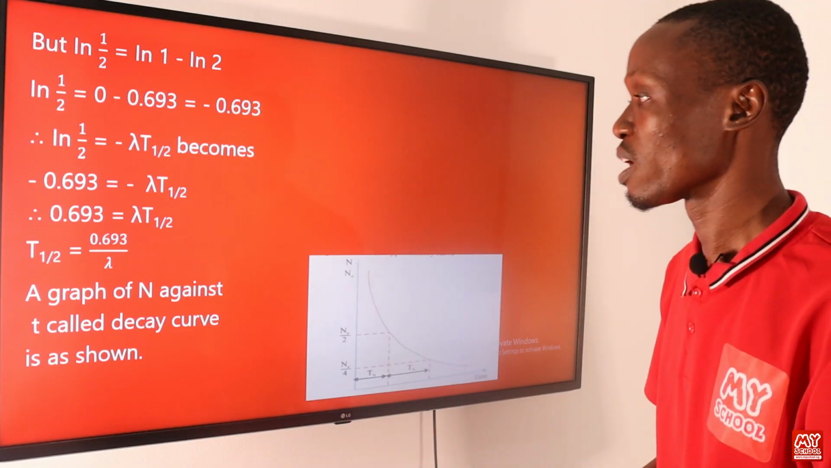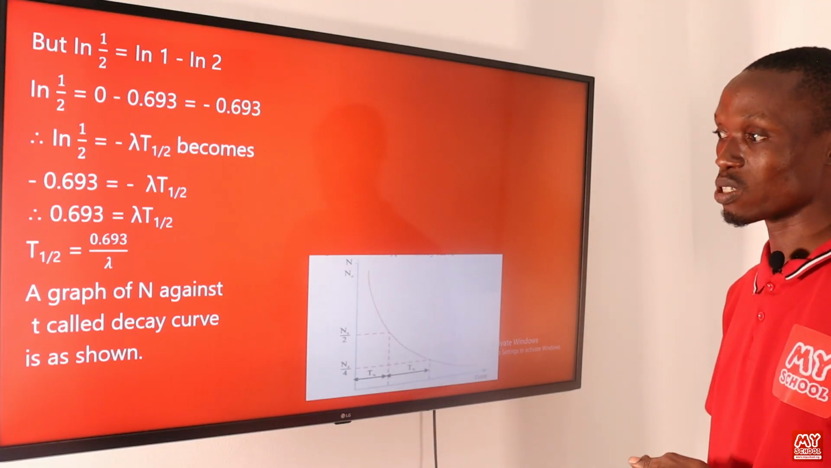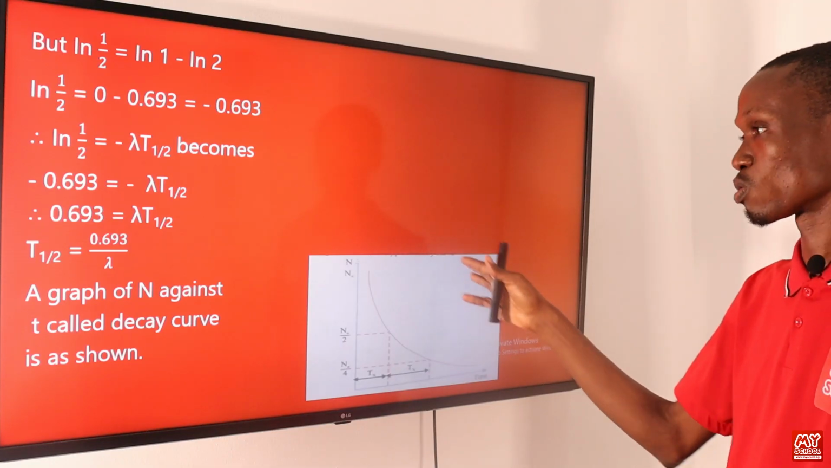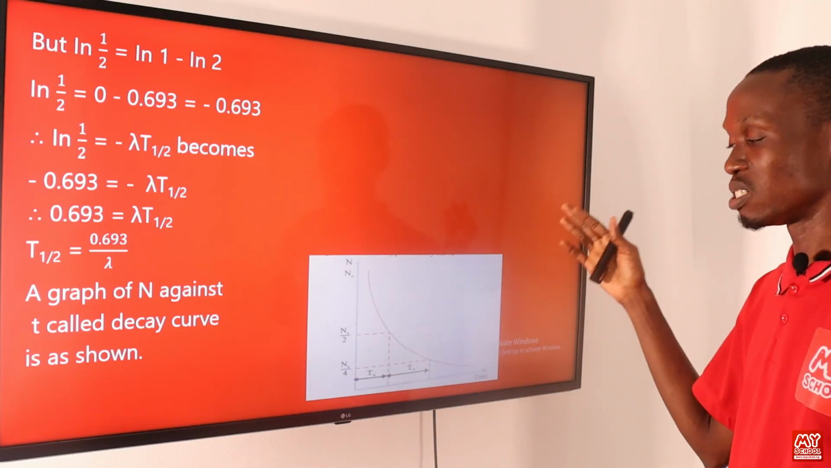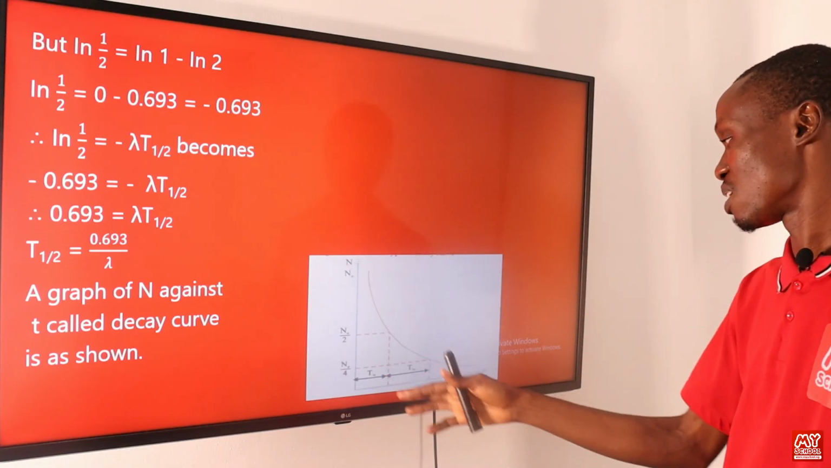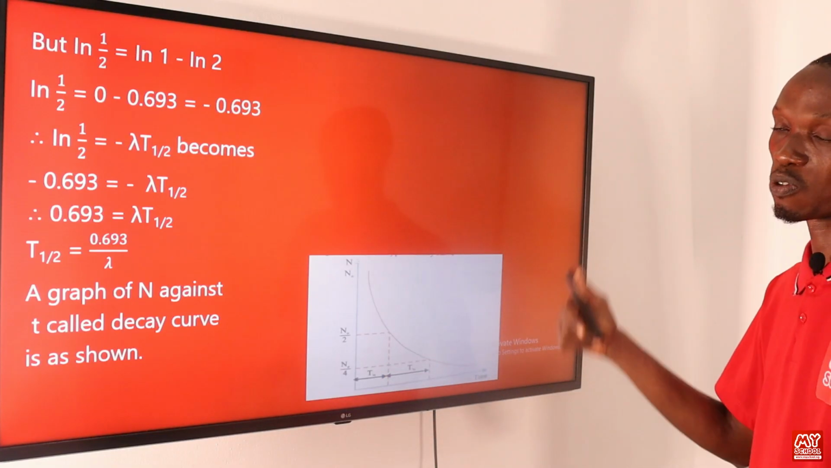Okay, so a graph of N against t called the decay curve is as shown. So this is the graph called the decay curve, right? And it's a graph of N against time. So let's move to the next slide.